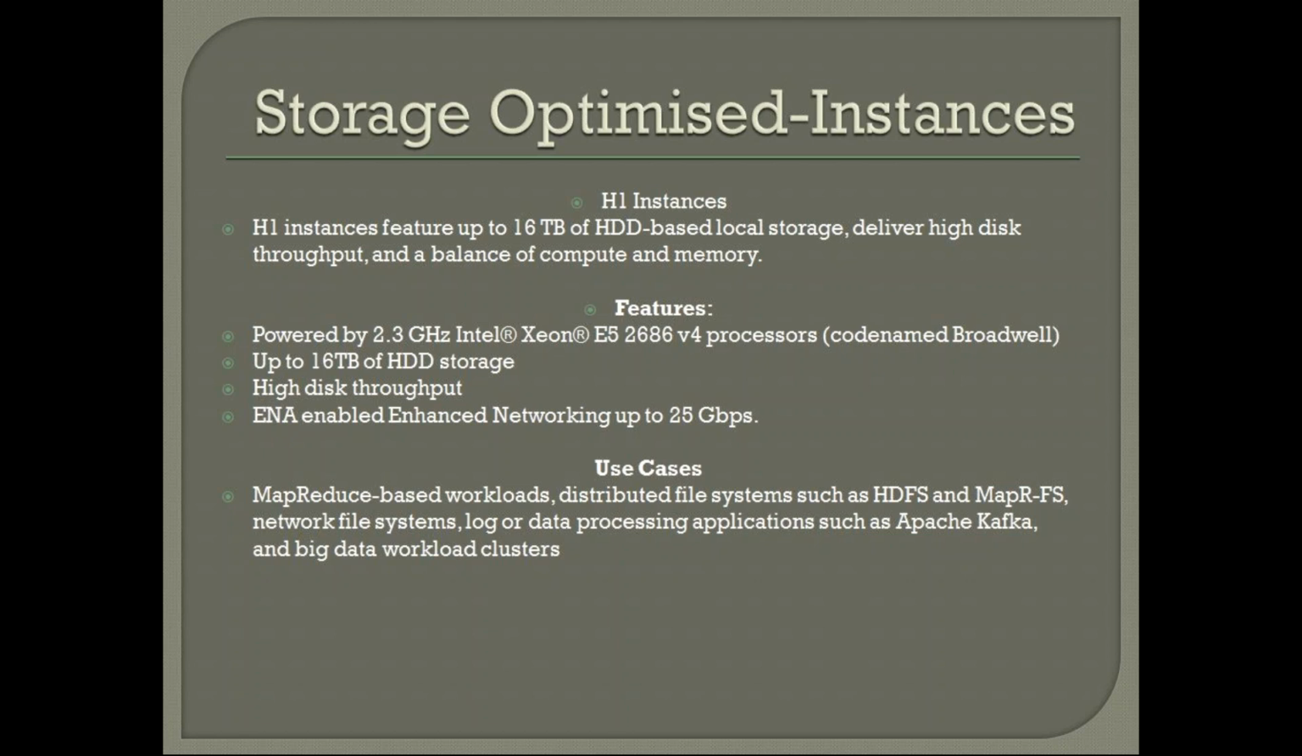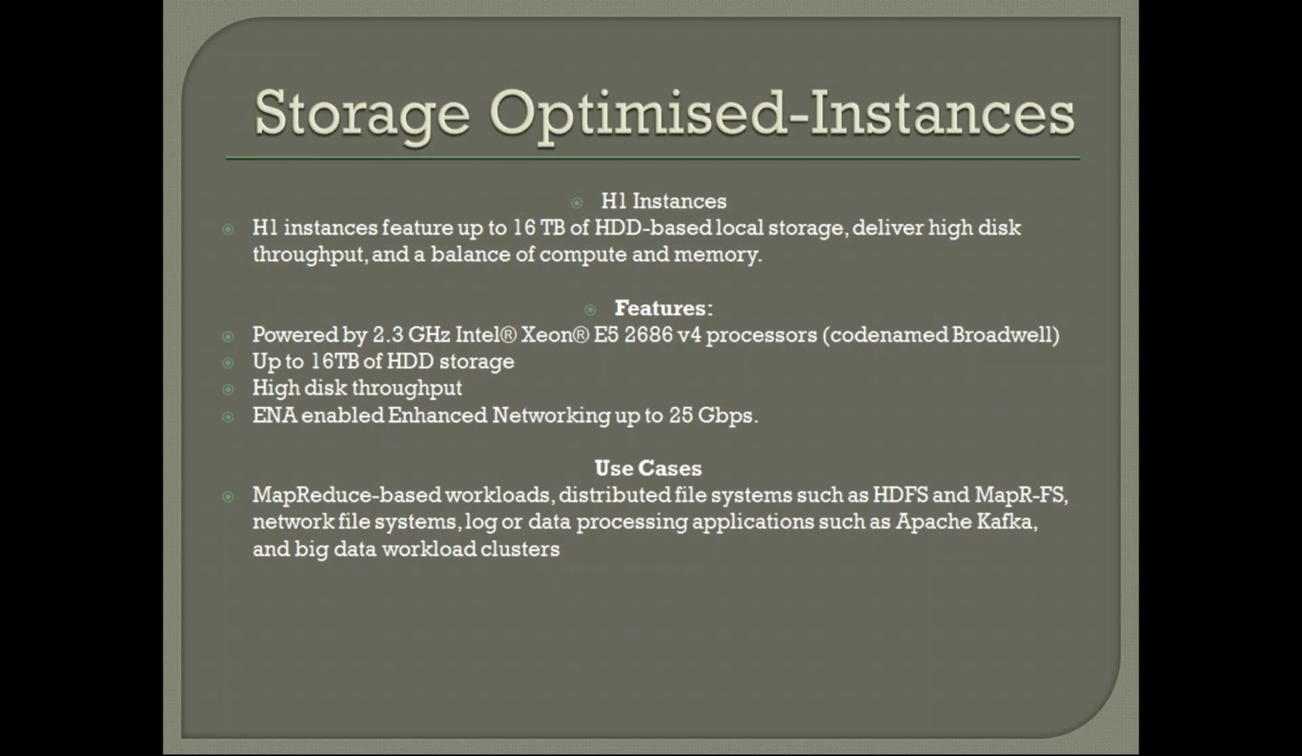So what are the features is powered by 2.3 GHz Intel Xeon E5 2686 processors, code named Broadwell processors. Then the advantages: up to 16 TB of hard disk drive storage, high disk throughput, as I said, input and output in the high disk, ENA enabled enhanced networking up to 25 Gbps of data is enabled.